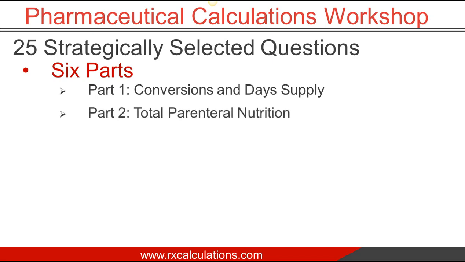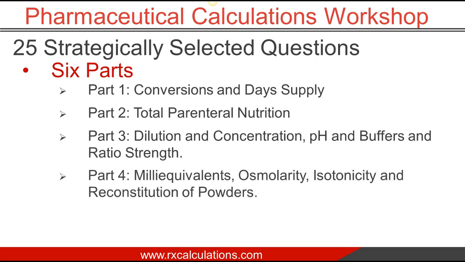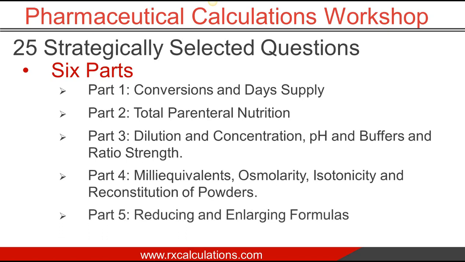So part 2 talks about parenteral nutrition, and that correlates with the first part of the calculations requirements in the NAPLEX blueprint. You have part 3, which is basically giving you a snapshot of questions on dilutions and concentrations, pH and buffers, and the ratio strength. And then in part 4, we look at some examples from milliequivalents, osmolarity, isotonicity, and reconstitution of powders. In part 5, we just look at a quick example on reducing and enlarging formulas. And in part 6, we look at a number of examples on flow rate calculations. So that's the six parts, how the 25 questions are organized in this workshop.